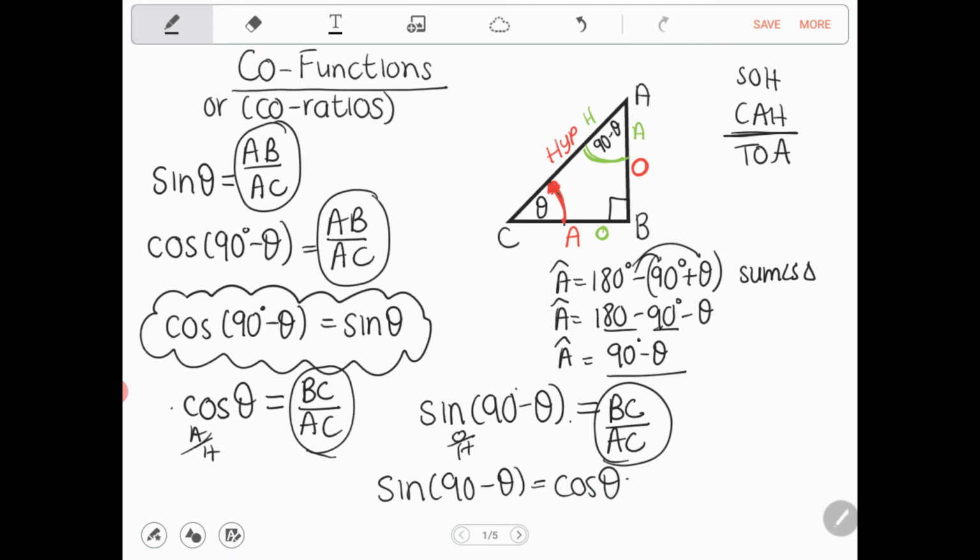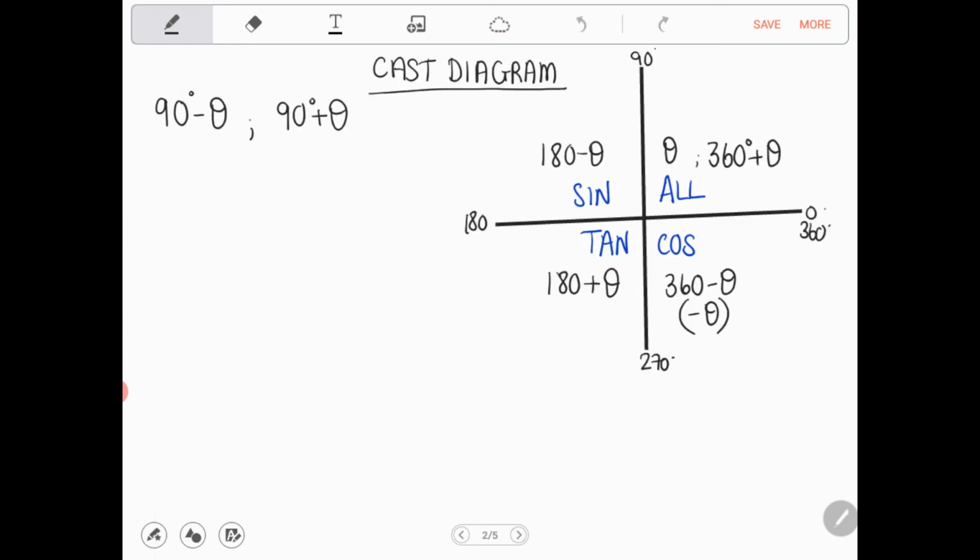Okay, so these two things that I've put in puffy clouds here are called your co-functions or your co-ratios. And what we need to remember is if we have a 90 minus theta, that your cos will change to a sine, and your sine will change to a cos. So that's important to remember about that 90.